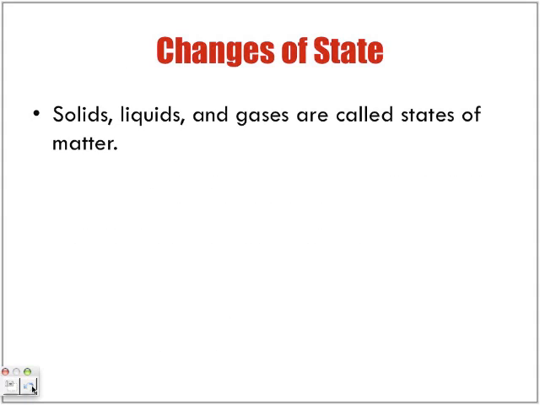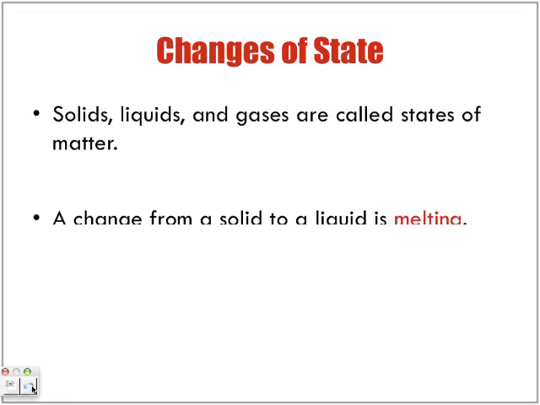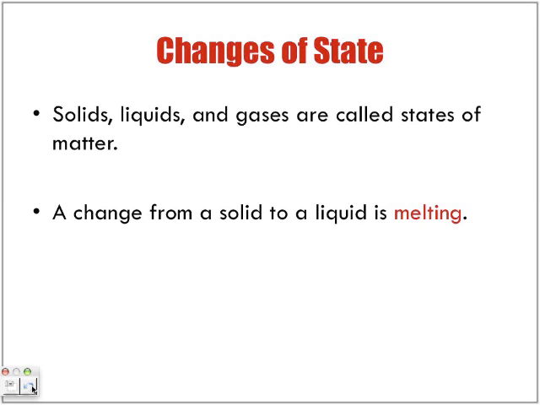Gas. So we have something called changes of state. Solids, liquids, and gases are called states of matter. A change from a solid to a liquid is known as melting. So if you want to melt an object, you are converting that object from a solid to a liquid.